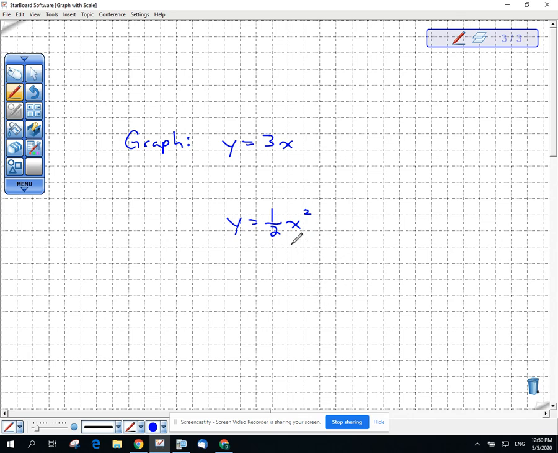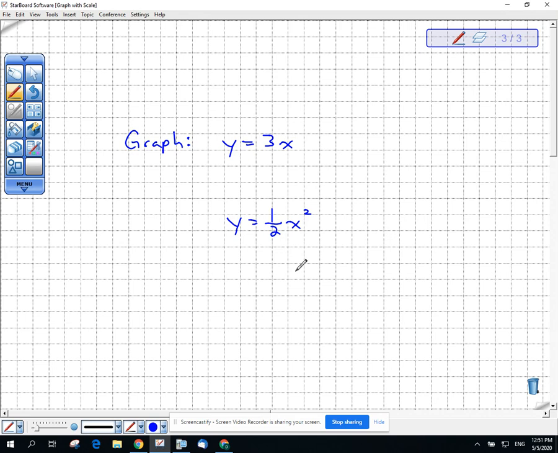We did get exposed to this earlier in the year, and in fact in Chapter 10 we focus on graphing parabolas a little bit too. I don't know if you're getting this before or after Chapter 10, based on where you are. This would produce a parabola because of the x squared. And because the 1/2 is a positive number, it's going to be a parabola that opens up.